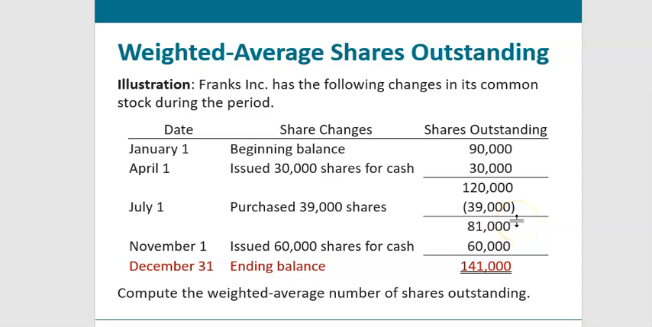On November 1st, the company issued 60,000 shares for cash, and so from November 1st to December 31st, there were 141,000 shares. So we see how the number changes throughout the year. Let's calculate the weighted average number of shares outstanding.